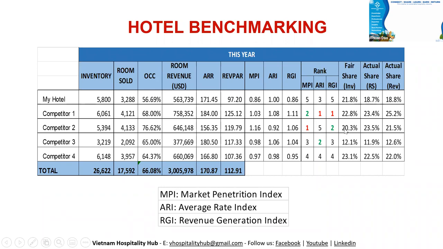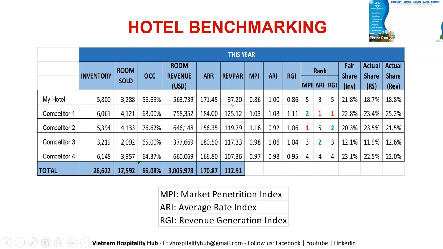For example, this hotel. They contribute 20-something percent into the CompSet, but they gain 23.5. So in this case, they got more market share from the competitors. That is the way we read the benchmarking report.